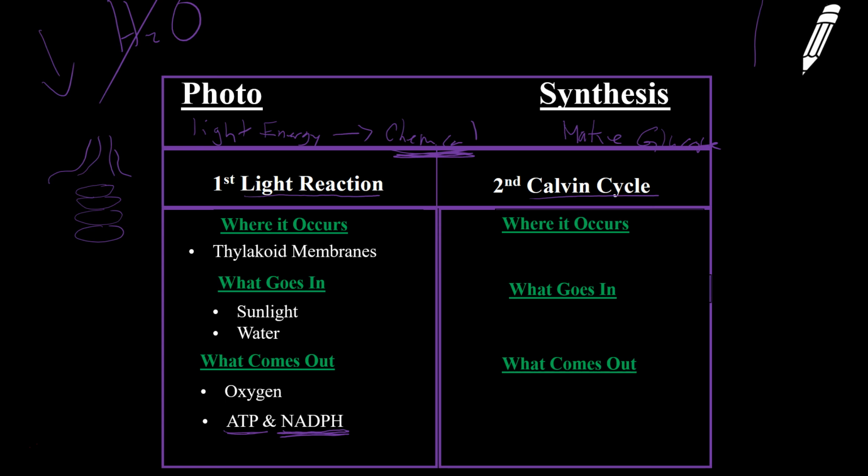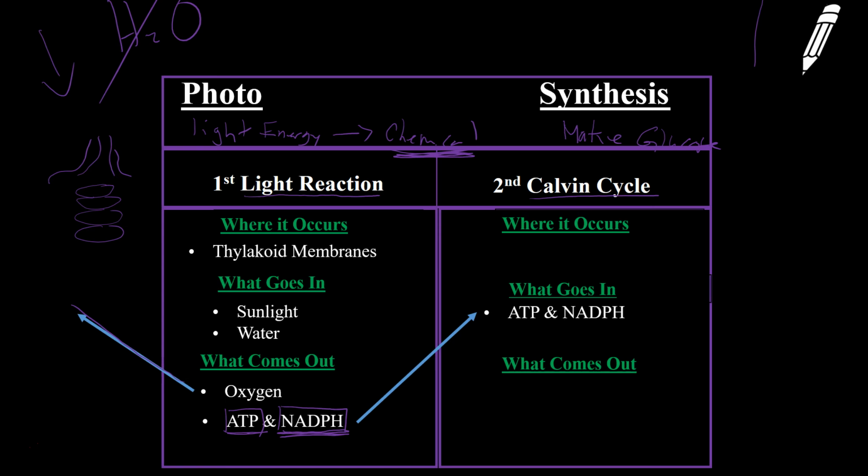Now, what's going to happen? That oxygen leaves the plant. That oxygen is released. We breathe that in. The ATP and NADPH, those two energy molecules, are going to go to the Calvin cycle, okay? So basically, the light energy is stored in these two molecules. And now this is called chemical energy. That's going to go to the Calvin cycle.